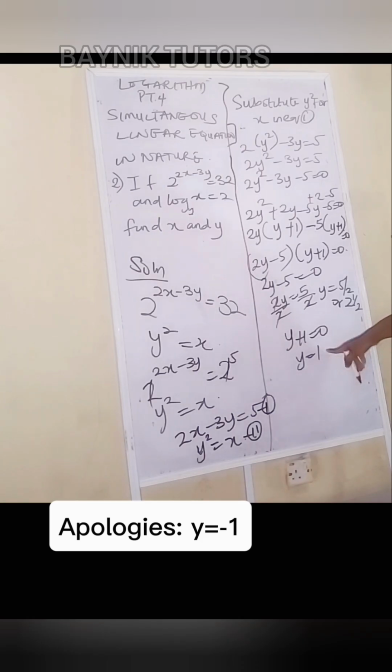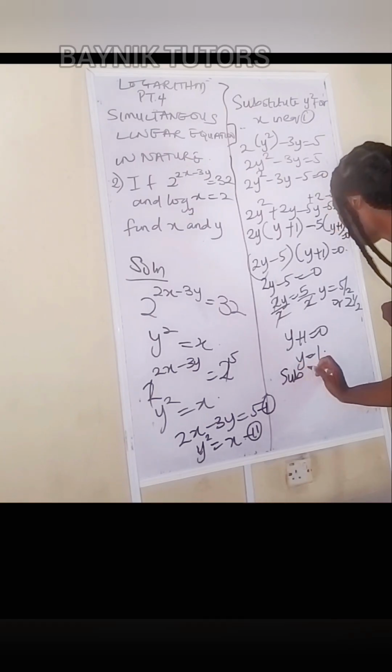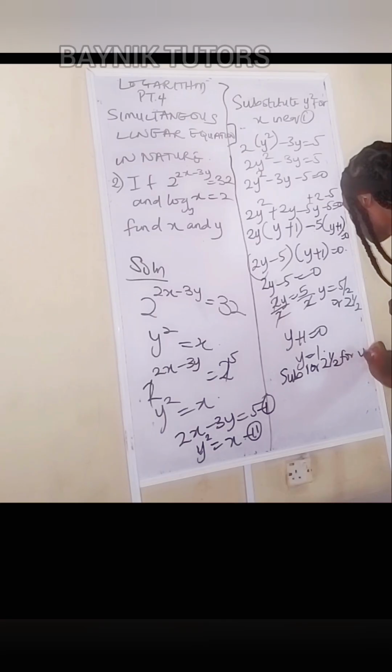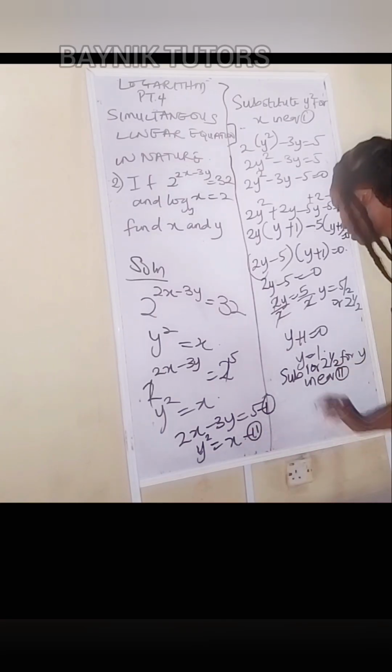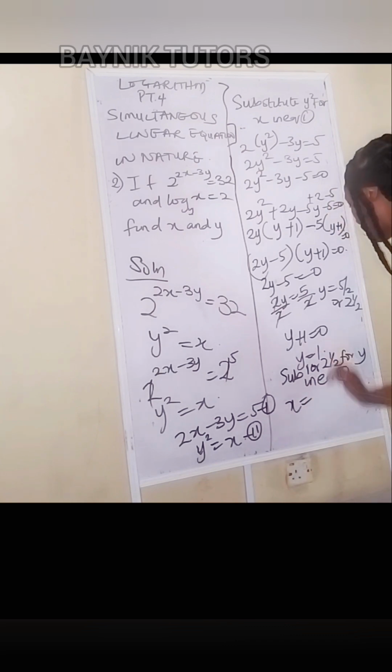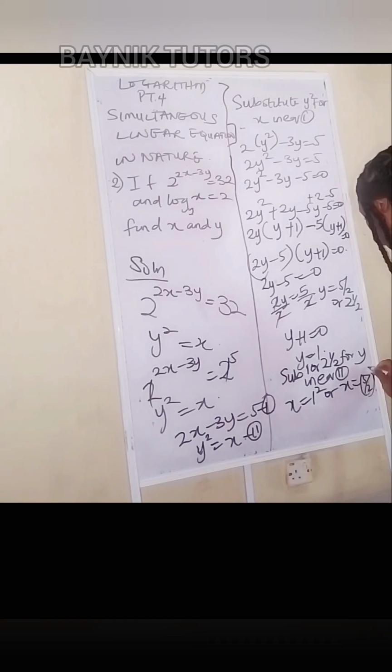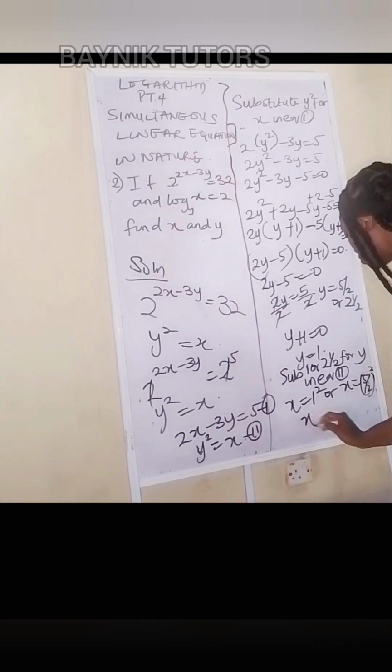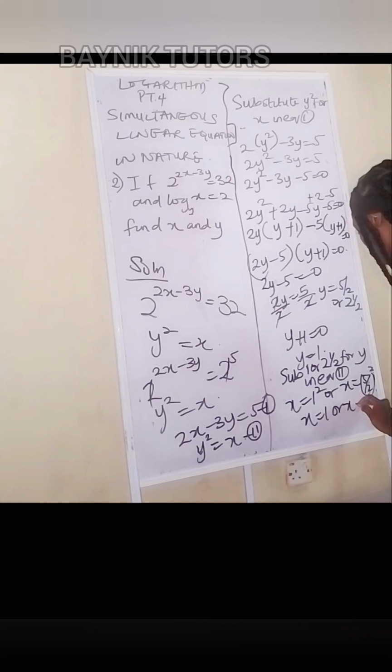So now this is our y. You understand? So now we're going to substitute y, substitute 1 or 5 over 2 for y in equation 2. You understand? So we want to get our x. So s equals, y is what? 1 squared, or s equals 5 over 2 all squared. So s equals 1, or s equals 25 over 4.